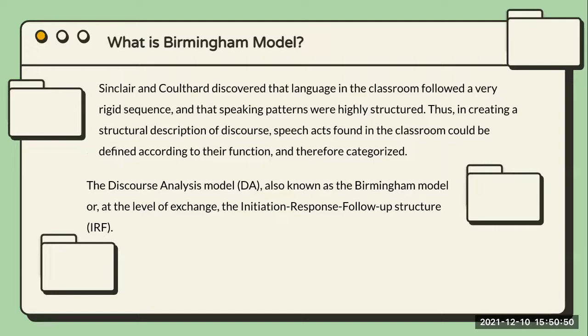All right, so in discourse analysis, we also know the term Birmingham model. But what is the Birmingham model? Sinclair and Coulthard discovered that language in a classroom followed a very rigid sequence and that speaking patterns were highly structured. Thus, in creating a structural description of discourse, speech acts found in a classroom could be defined according to their function and therefore categorized. And in the discourse analysis model, also known as the Birmingham model, at the level of exchange, we know that there is IRF, or the initiation, response, and follow-up structure.